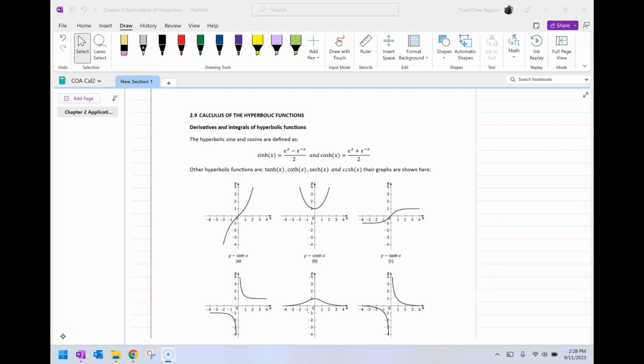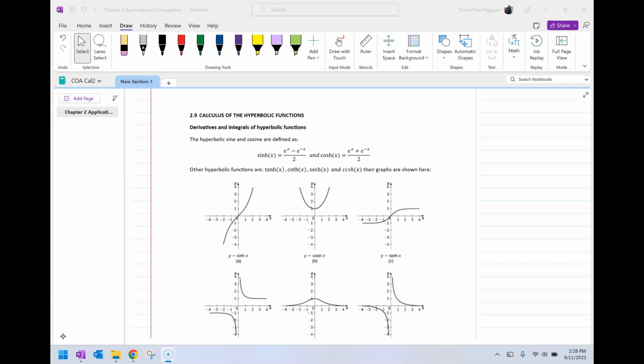Derivative and integral of hyperbolic function. The hyperbolic functions sinh and cosh are defined as sinh of x equals e to the x minus e to the negative x divided by 2, and cosh of x equals e to the x plus e to the negative x divided by 2.